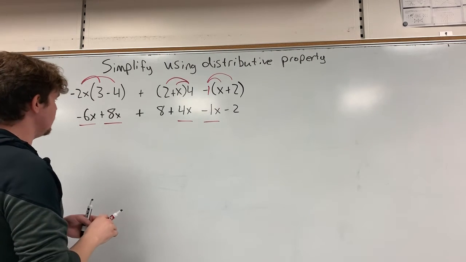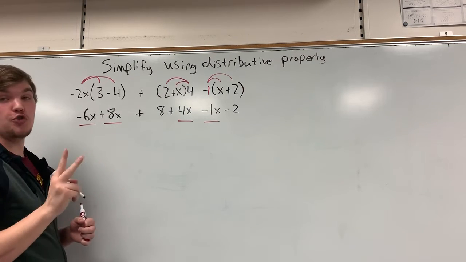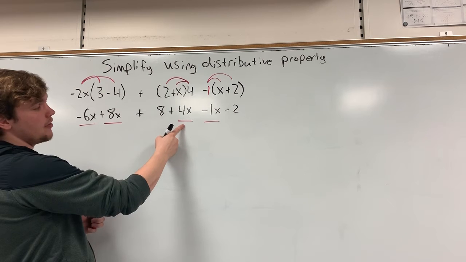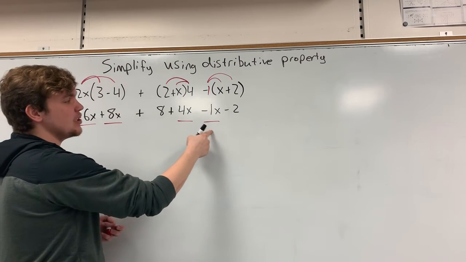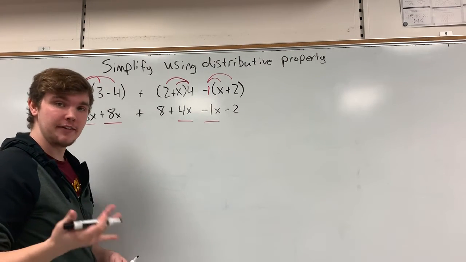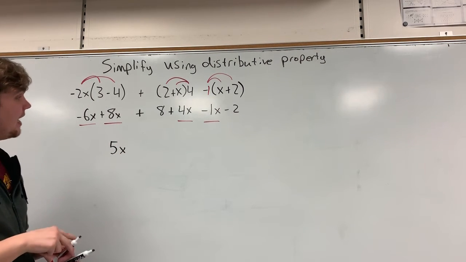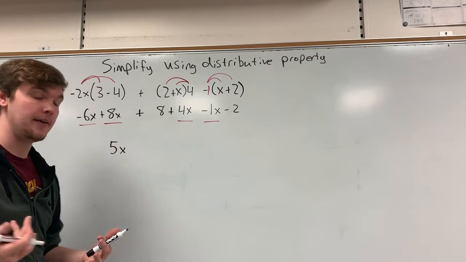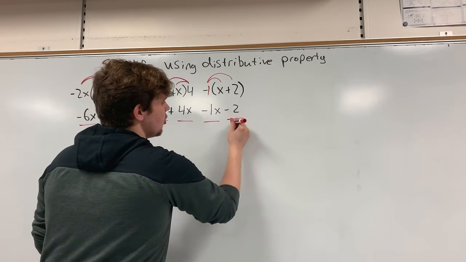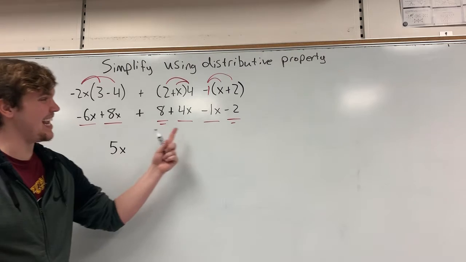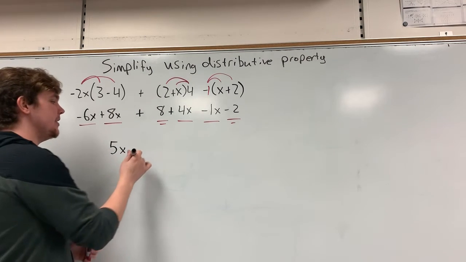When I combine all of those together, negative 6x plus 8x is 2x, plus another 4x is 6x, and then minus 1x is 5x. So I have 5x's total. Okay, so 5x. But then I still have some terms that I haven't used yet. These are the oranges of the problem. I have an 8 here, and then I have a minus 2 over here. I can combine this 8 and my minus 2. 8 minus 2 is a positive 6.